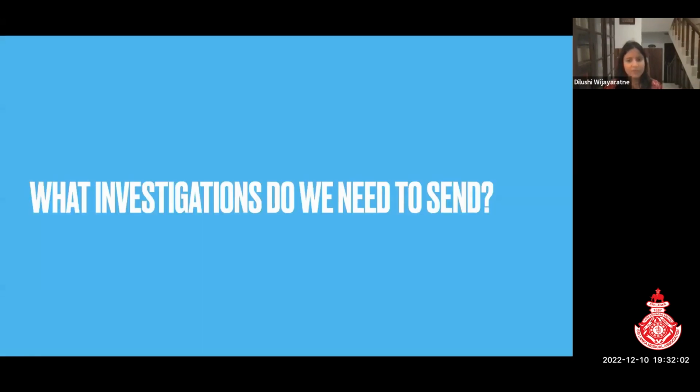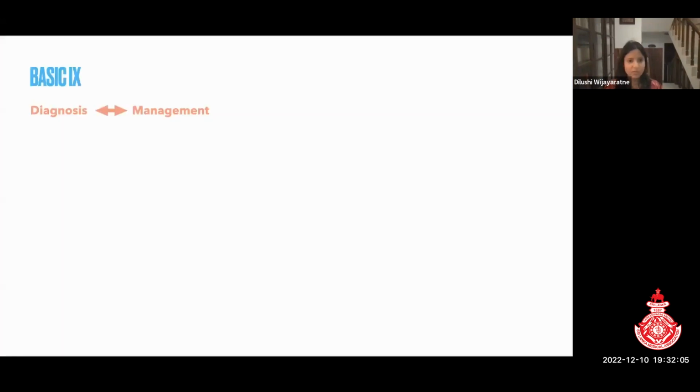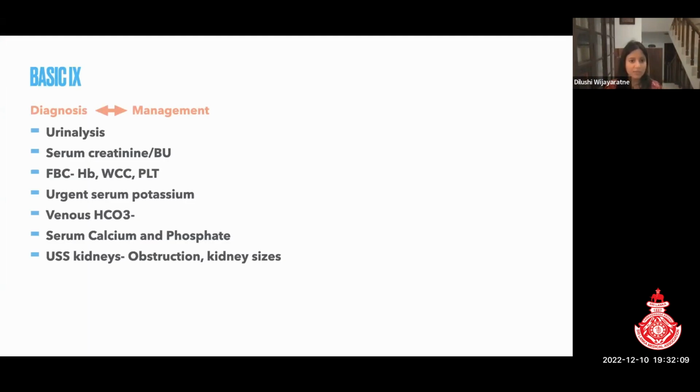So what investigations do we need to send in these patients? Reminding ourselves about the mix between diagnosis and management. We've already mentioned some of these. We always want to do a urinalysis. The only reason not to do a urine test in a patient with AKI is if the patient is not passing any urine. Otherwise, a urinalysis is a must because we need to know if there's intrinsic kidney damage or not, right? Then we want to do a serum creatinine to know the stage of the AKI. How bad is it? A full blood count will help us to find the etiology sometimes, right?